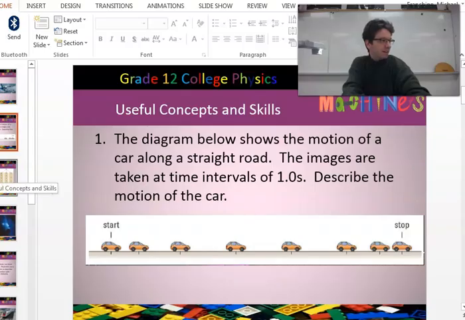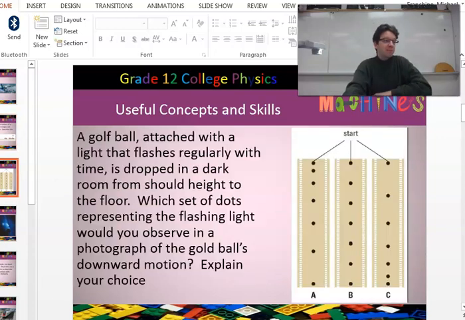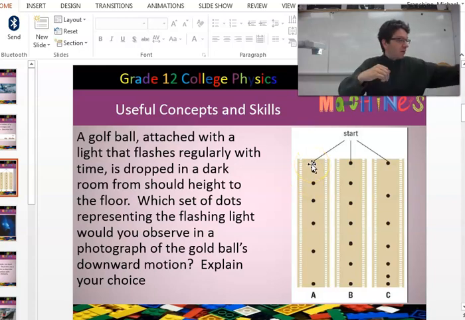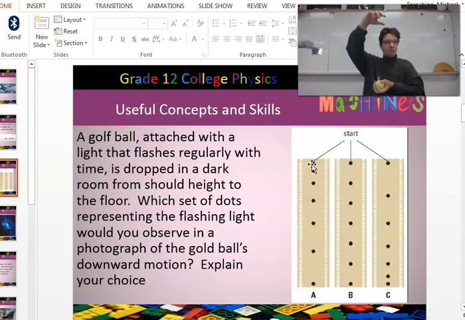All right, so getting back to the PowerPoint, here we have a similar example. A golf ball attached with a light that flashes regularly with time, so maybe every second or every 1/10 of a second, for example, is dropped in a dark room from shoulder height to floor, let's just say shoulder. Which set of dots representing the flashing light would you observe in a photograph of the ball's downward motion? So basically, it's asking us to describe when you drop something, the motion of it.